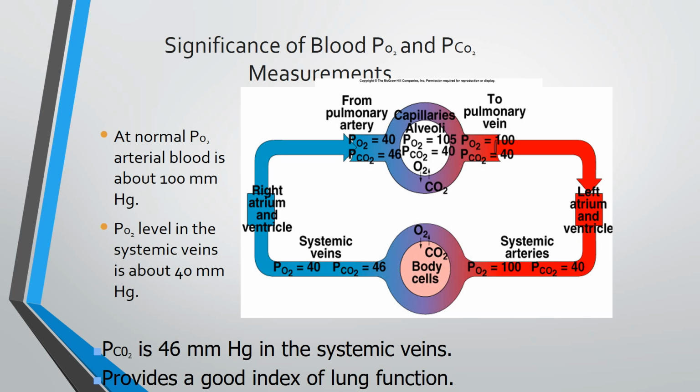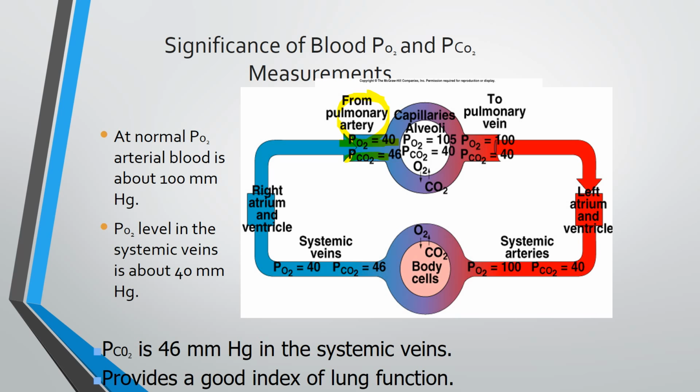Okay, so what we have here in this diagram, this first one, is the partial pressure of oxygen, which is going to be about 40 millimeters of mercury when it comes from the pulmonary arteries, and then the partial pressure of carbon dioxide is at 46 millimeters of mercury.